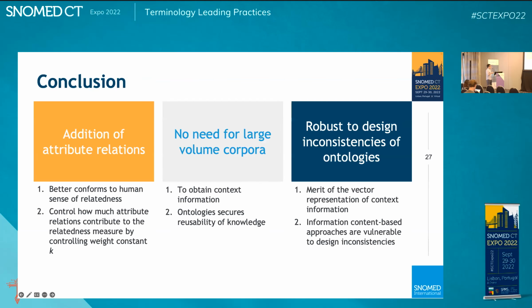So to conclude, the addition of attribute relations better conforms to human sense of relatedness, and the performance of our approach was comparable to cutting edge embedding methods. And we can control how much attribute relations contribute to the relatedness measure by controlling a rate constant. And there was no need for a large corpus to obtain context information, and we use existing resources called ontologies to secure the reusability of knowledge. And it is unlike information content-based approaches that are vulnerable to design inconsistencies.